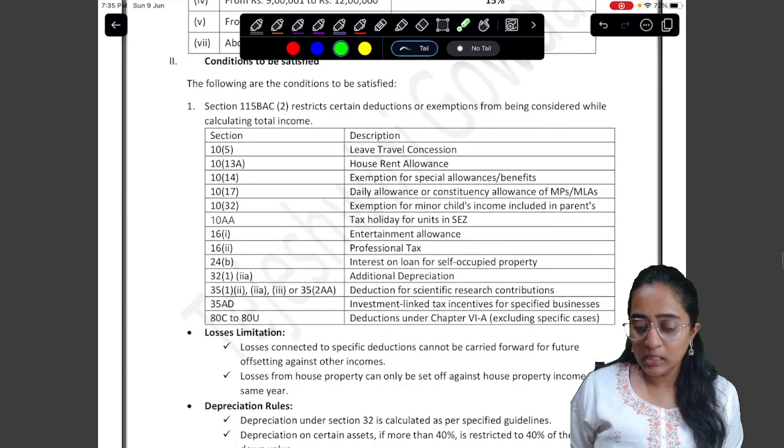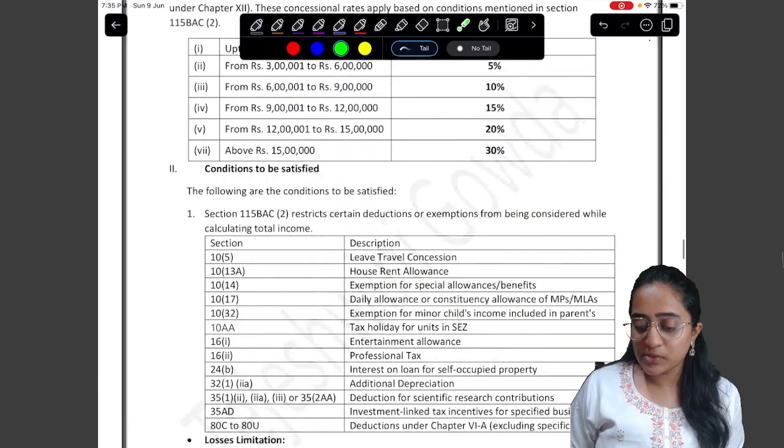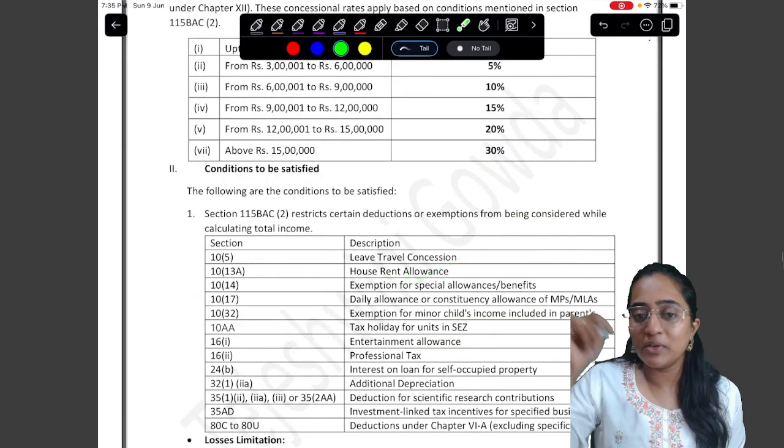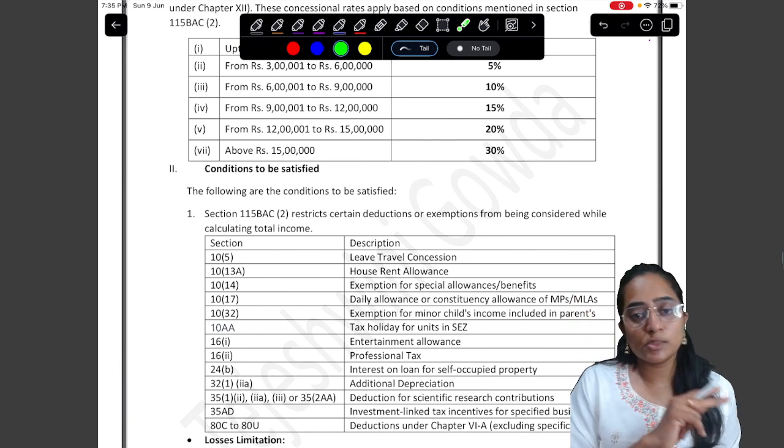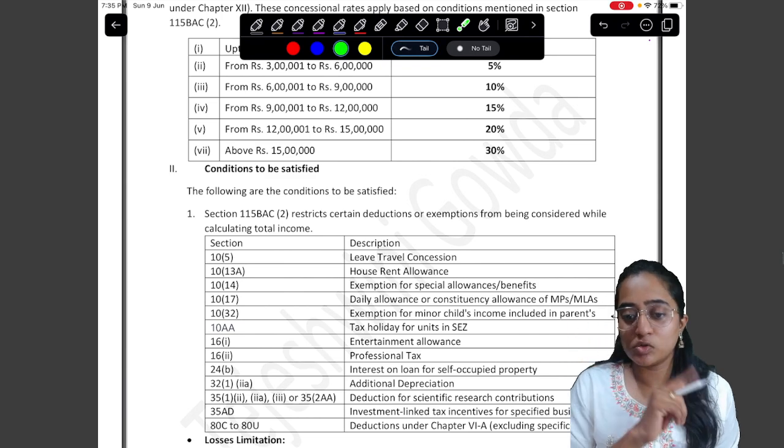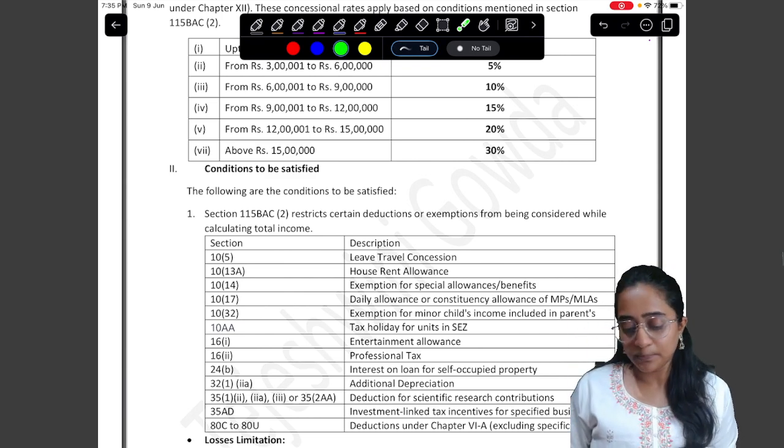Simple, everyone. What will be the difference for that matter? We are going to see once we are solving a question. We are going to solve the question under both perspectives, that is, under the normal tax provision and also under 115BAC. Over there, you will have a clear understanding.